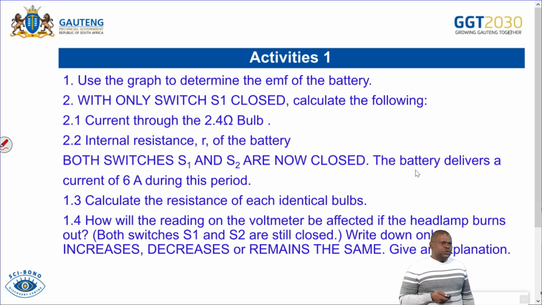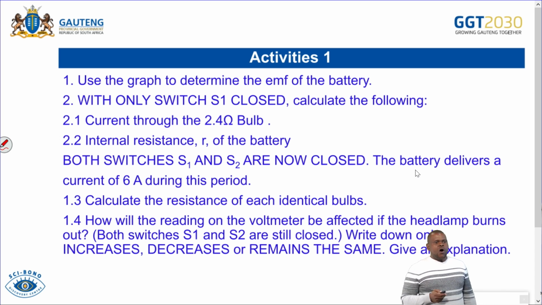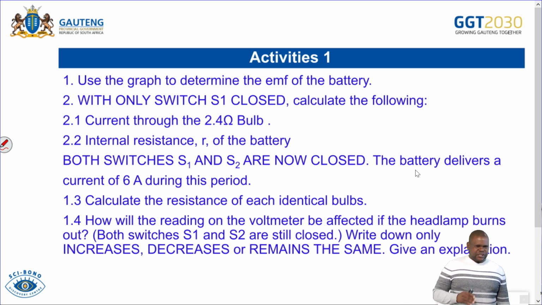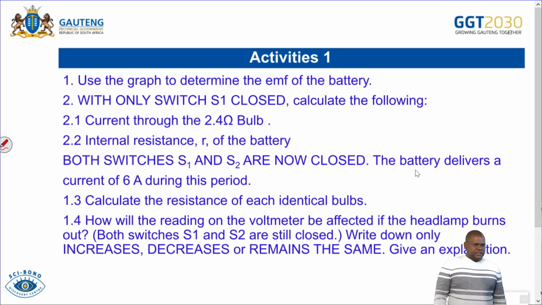Now, question 2 says, calculate the internal resistance of the battery. Then it continues: both switch 1 and switch 2 are now closed. The battery delivers a current of 6 ampere during this period. When we close both switches, in the circuit there is a current of 6 ampere flowing through the circuit.